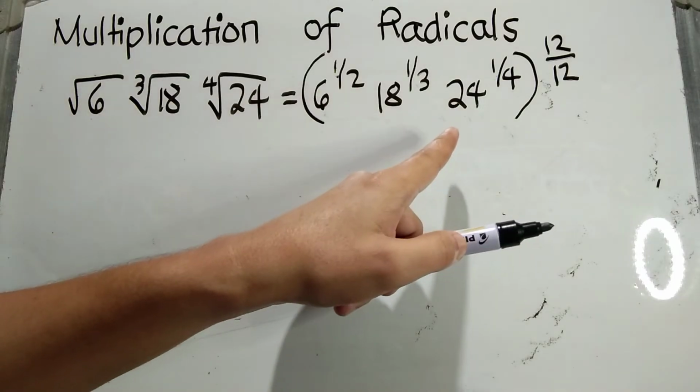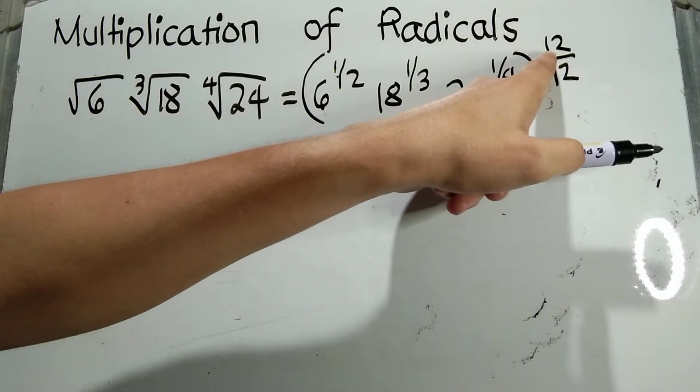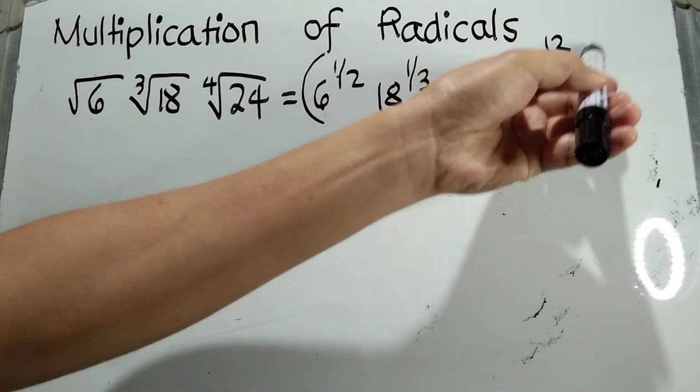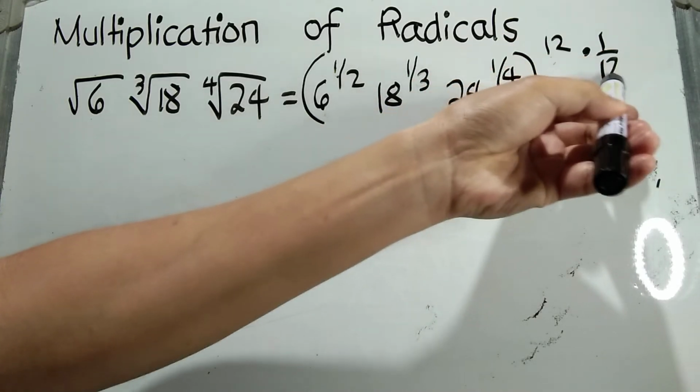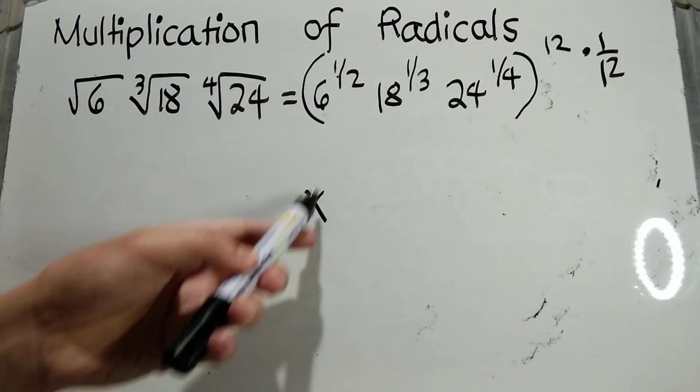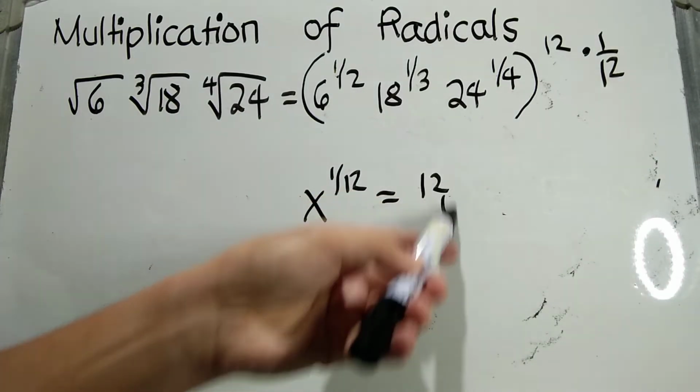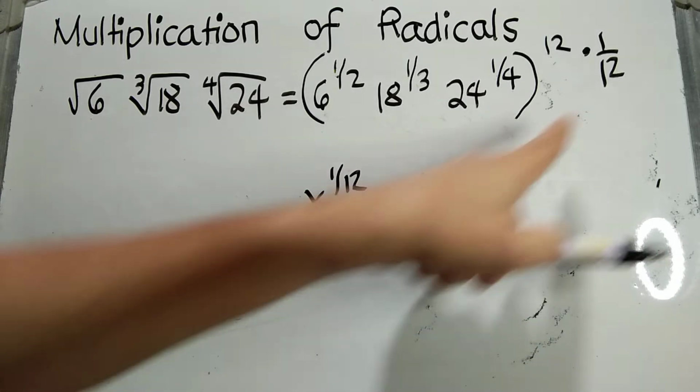Now, why are we doing it like this? Because 12 over 12 is equivalent to 12 times 1 over 12. And so if you have x raised to the power of 1 over 12, this is just equal to the 12th root of x. And this is what we're going to do here.